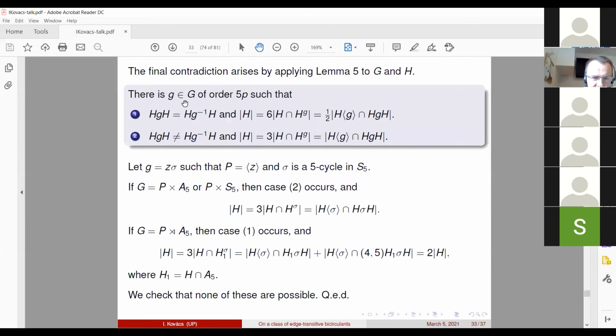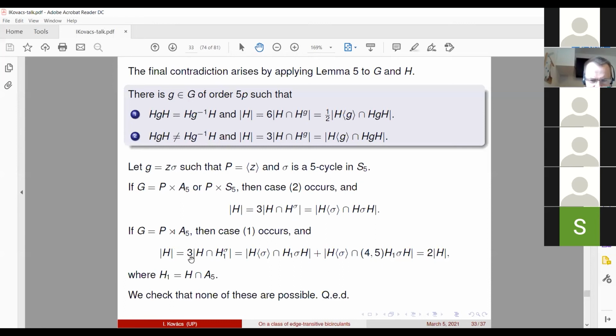Now we should have an element of order 5p, satisfying some conditions. You write this element as z times sigma, where z is a generator of P, and sigma is a 5-cycle. And then it turns out that this condition reduces to a condition in S5. So this is the reduced condition, but it is a condition in S5. So H is in S5, sigma is in S5, and you want to check whether this is true in S5 or not, and it turns out it is impossible.